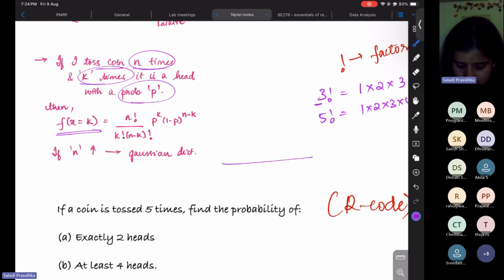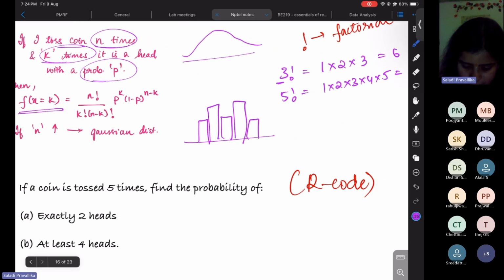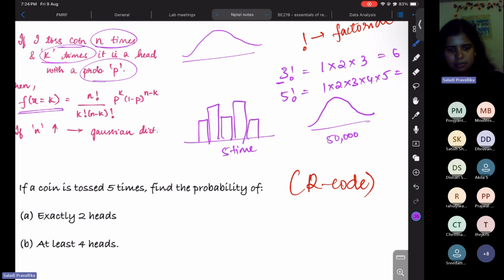Okay. In case I'm having 5 times, I get the output, I might get something like this. It's not a Gaussian distribution. Gaussian distribution looks something like this. But this is for 5 times. Let us say I'm tossing the coin 50,000 times. Then the probability distribution will look something like this, almost like a Gaussian distribution.